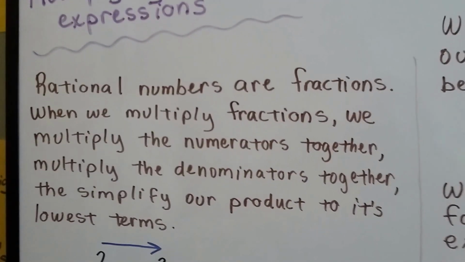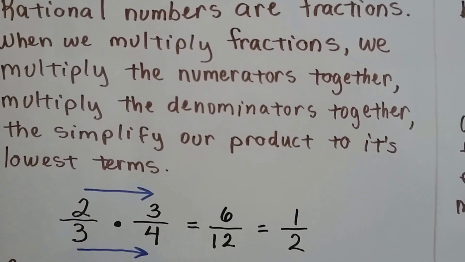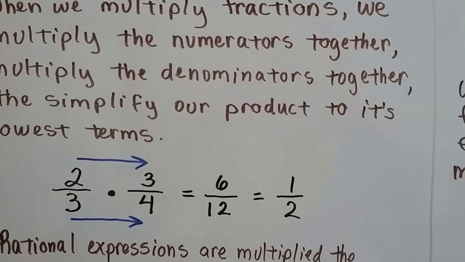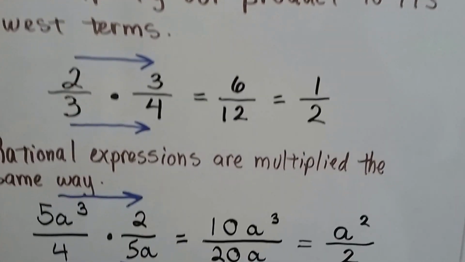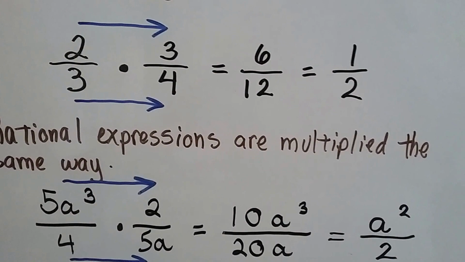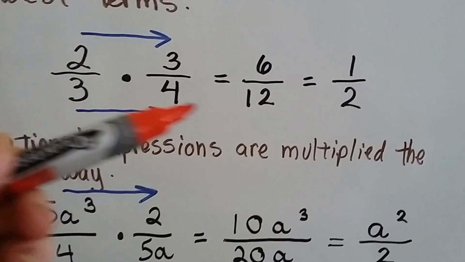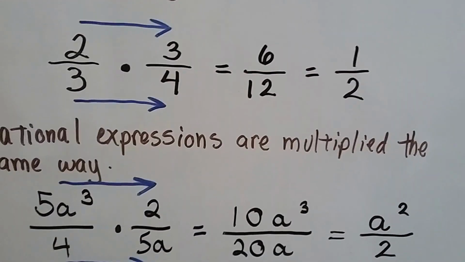Rational numbers are fractions, aren't they? And when we multiply fractions, we multiply the numerators together, we multiply the denominators together, and we simplify the product to its lowest terms. So if we have 2/3 times 3/4, we multiply the numerators. 2 times 3 is 6, and the denominators, 3 times 4 is 12, and we simplify it to a half.